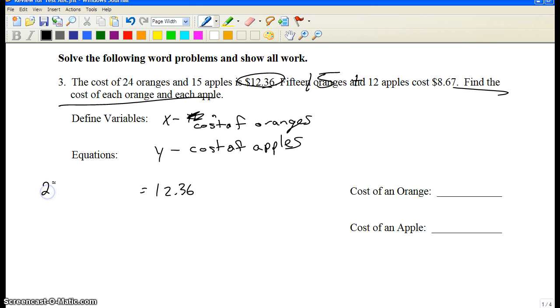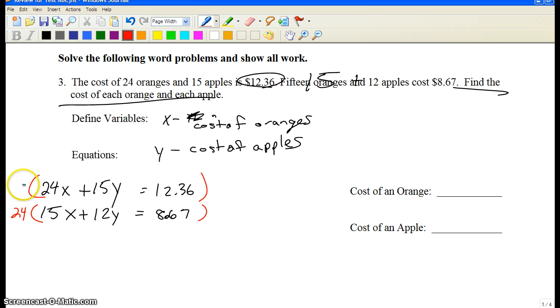That's made up of the total cost of 24 oranges. So that total cost is going to be 24 times the amount per orange plus 15 times the amount per apple. That's going to make up $12.36. And likewise, 15x plus 12y equals $8.67. To eliminate the x's, you multiply the second equation by 24 and the first equation by negative 15. Make sure you distribute that to all three parts. And then you crank this out.